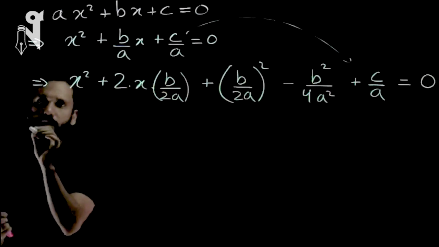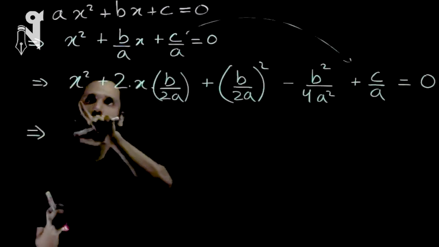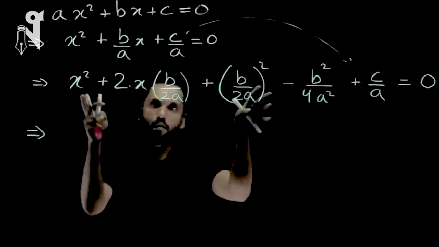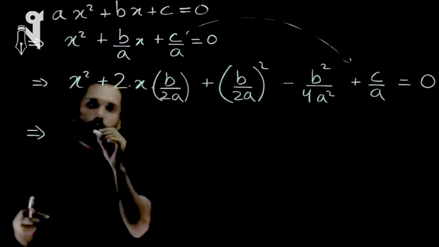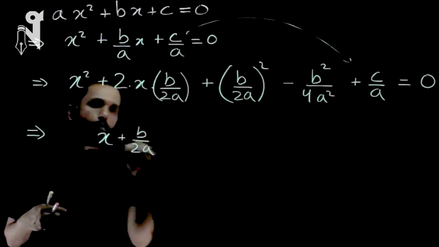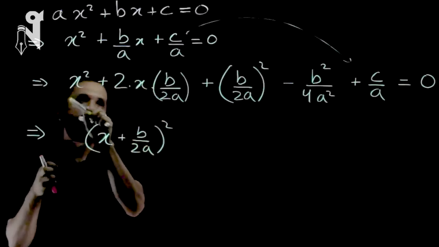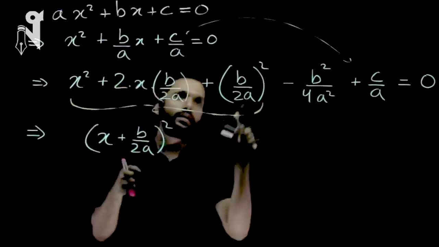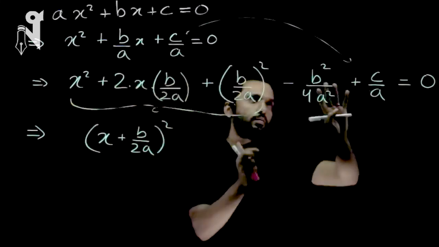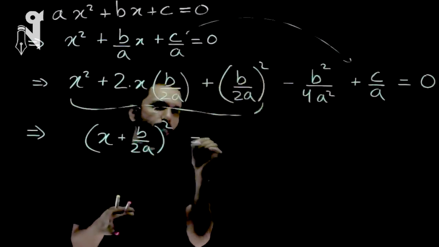And what is the next step now? I hope you are speaking it out. That is, the first 3 terms is a whole square of something. What is that? It's x plus b by 2a whole square. That's your first 3 terms. And the remaining part, I'm going to put it on the other side of the equal to.